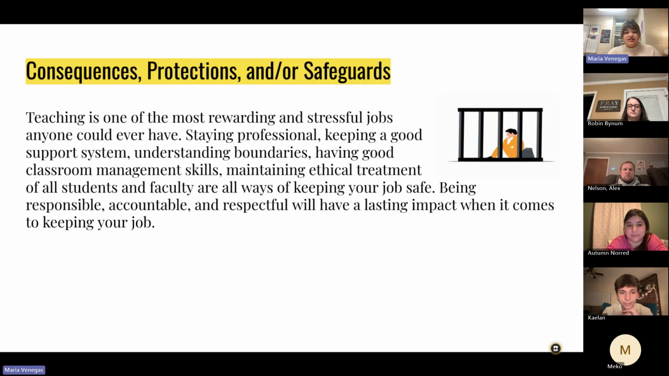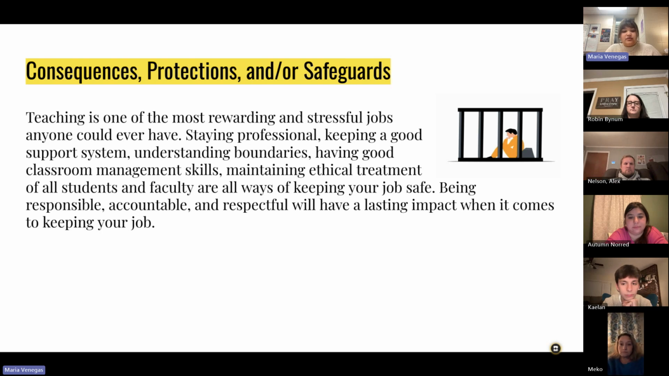So, some protections and safeguards. Teaching is incredibly rewarding, but also demanding. So staying professional, setting boundaries, maintaining strong classroom management, and treating everyone ethically are key to long-term success.